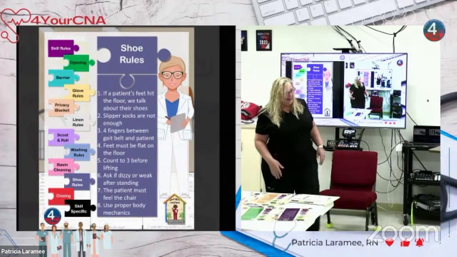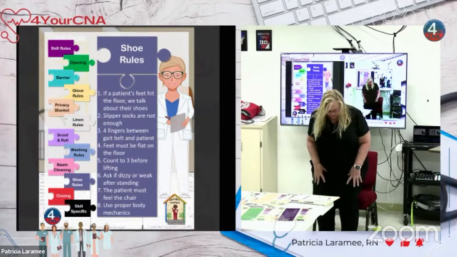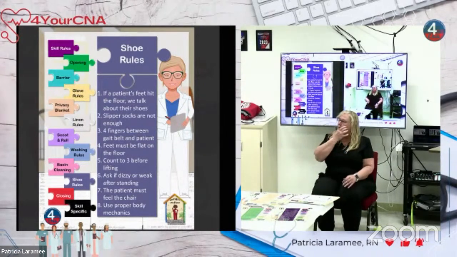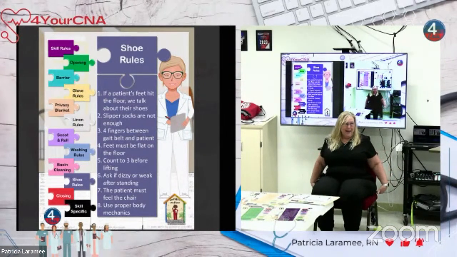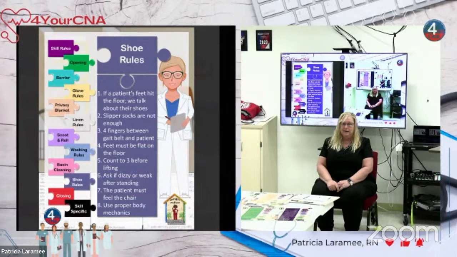The problem is I have short legs. So if I'm sitting here and I've got my backside all the way to the back of the chair, my feet do not rest flat on the ground. I have to be up on my tiptoes.